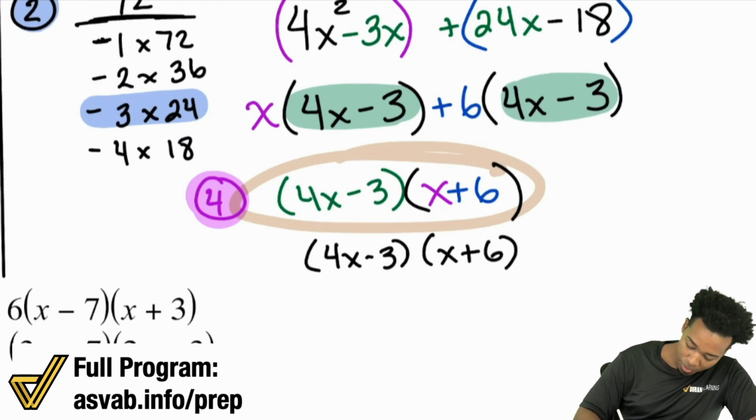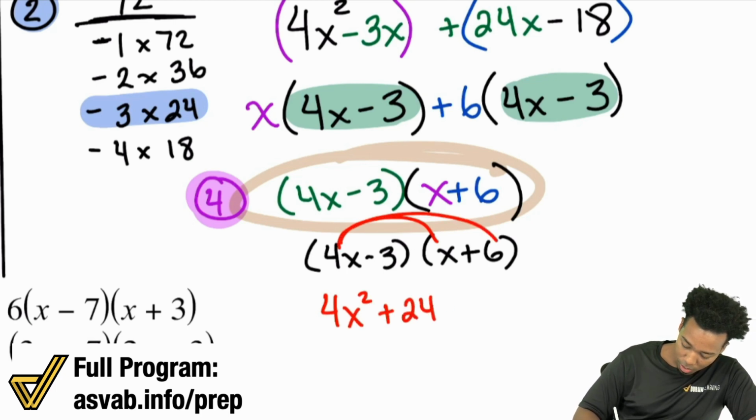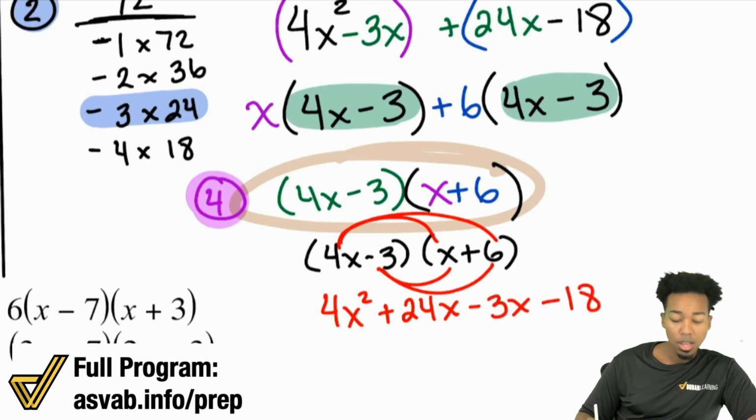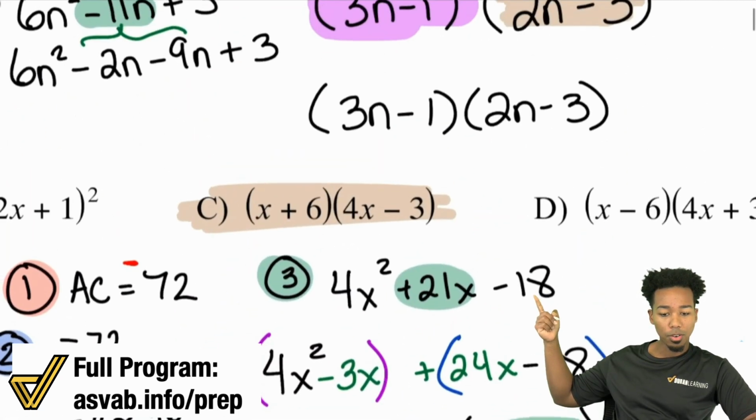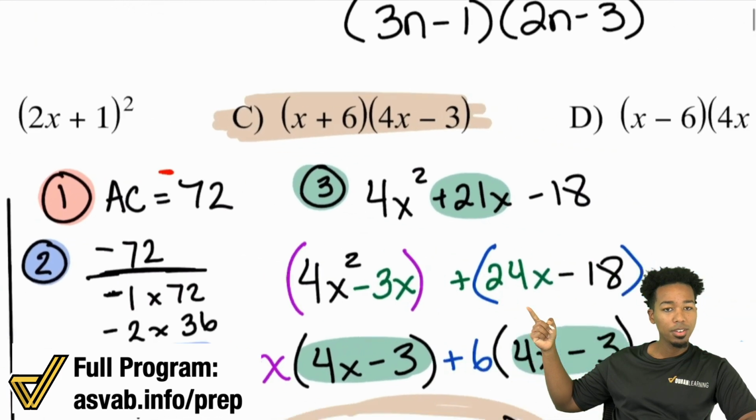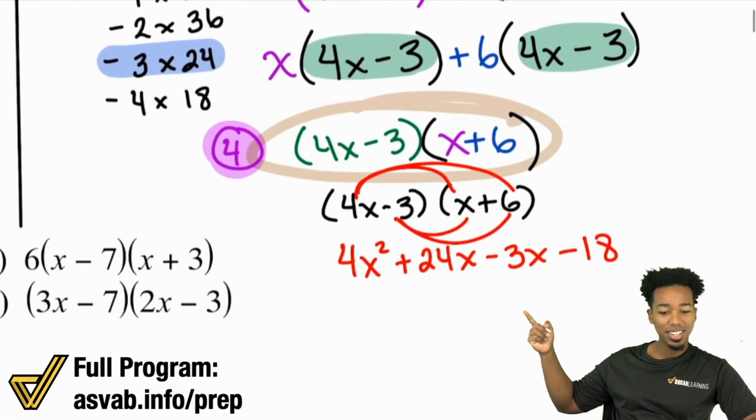Let's go. 4x times x, 4x squared. 4x times 6, positive 24x. Negative 3 times x, negative 3x. Negative 3 times 6, negative 18. Oh, don't that look familiar? That's literally what we just had right over here when we split it up. Right over here when we split it up, look at where it went to.